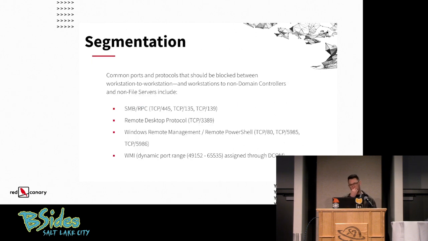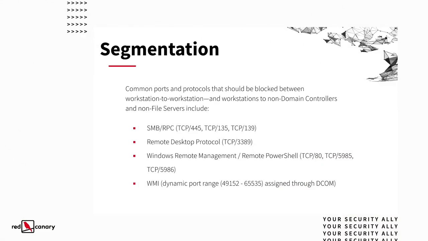So segmentation. When we think about our architecture, workstation to workstation, and workstation to any non-DC or non-file server, we can consider blocking incoming connections from SMB or RPC. That's pretty much what Impacket uses, or at least in this case, these four scripts. Additionally, we can think about RDP, Windows Remote Management, and the dynamic ports for WMI. Again, this is just a consideration. You could legitimately break something if you block these outright without testing.